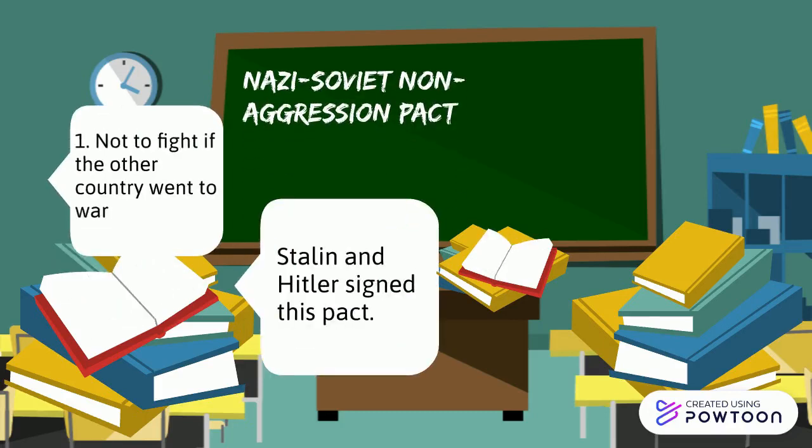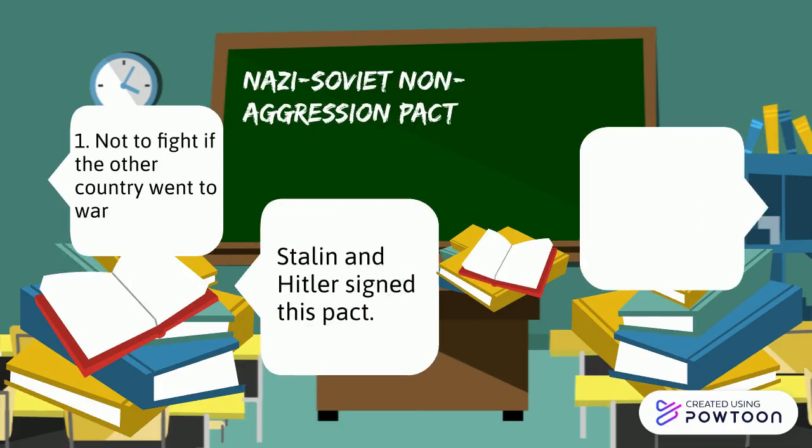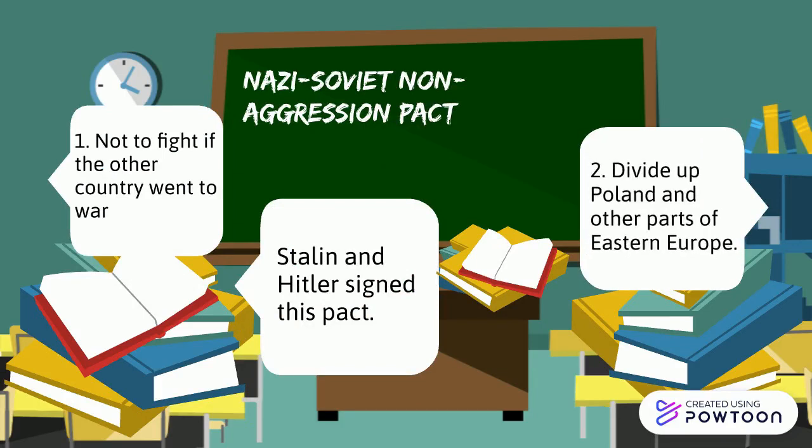The sixth and final cause that we see is the Nazi-Soviet non-aggression pact, which was twofold. Number one, to not fight each other if one of the others went to war. Number two, to divide up Poland and other parts of Eastern Europe as they conquered.